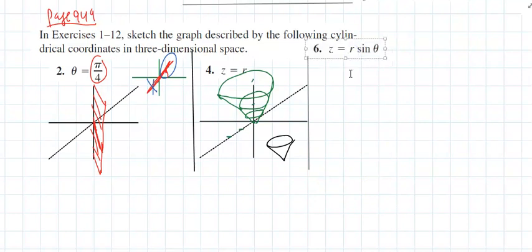Okay. And number 6, r sine of theta. Hey, isn't that a y? Right? Isn't that y? Wouldn't that be z equals y? Isn't z equals y cutting this at 45 degrees?